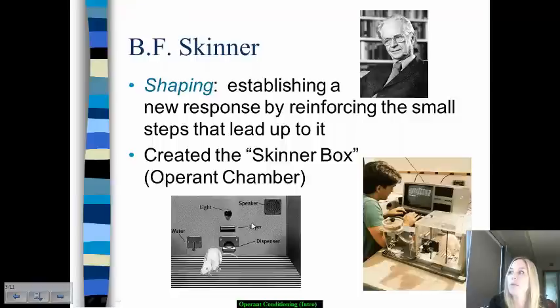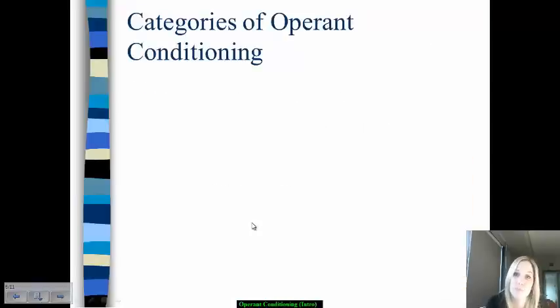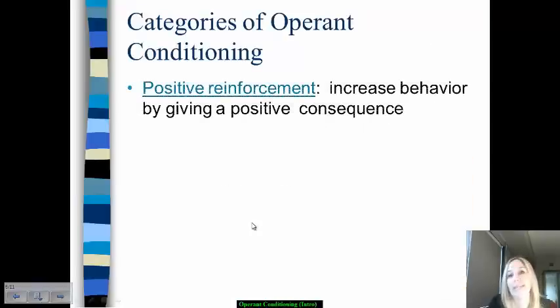Crazy. You can train manatees, for example, to respond to and differentiate between colors and shapes in toys through shaping as well. So it's pretty crazy if you think about the things that they can do to train animals through operant conditioning techniques. All right, so let's talk categories of operant conditioning. This is where it gets a little confusing, so we will definitely make sure to do some activities with you guys to clarify all of that.